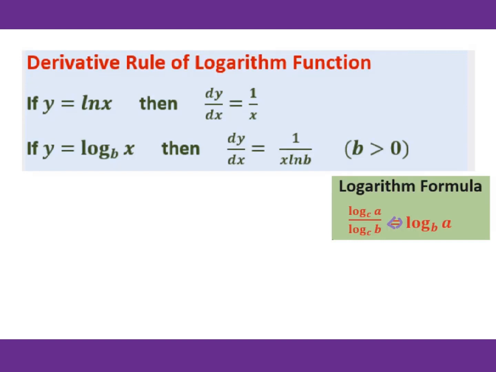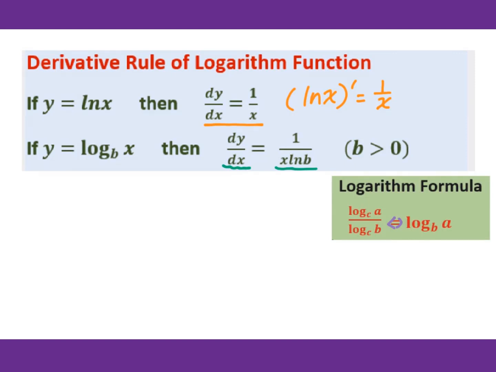Today's lesson is about derivative rules of a logarithm function. If y equals the natural log of x, then the derivative of the natural log of x equals 1 over x. We can write it down this way. If y equals log base b of x, then the derivative will be 1 over x natural log of b. Now I will show you why.